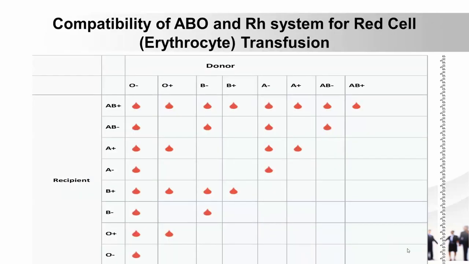Coming to compatibility of the ABO and Rh system, what is very important is that O negative is the universal donor. The vertical column, the initial column, O negative is a universal donor. The first row, AB positive is a universal recipient. This is from urology.